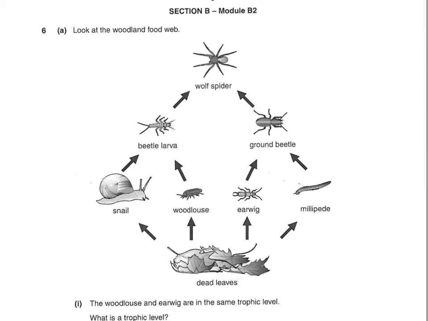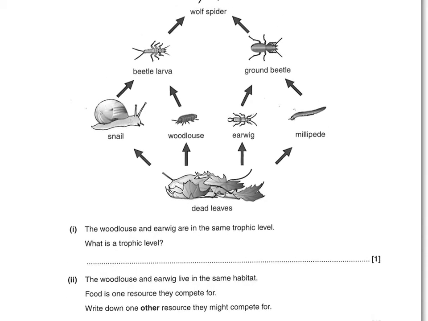So there's a food web, and the woodlouse and earwig are in the same trophic level, and it asks what is a trophic level. So that's the position of the organism in the food chain or web, or where the animal food plant or the animal food is in the food chain or web, or you could say the feeding level. So any of those will get that one mark.